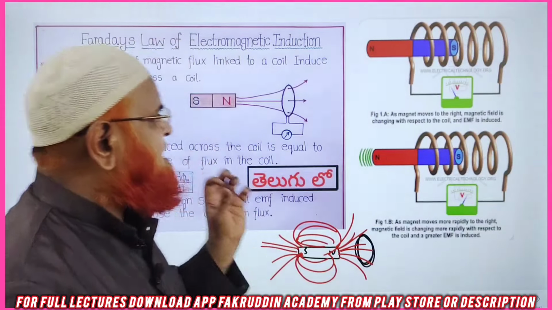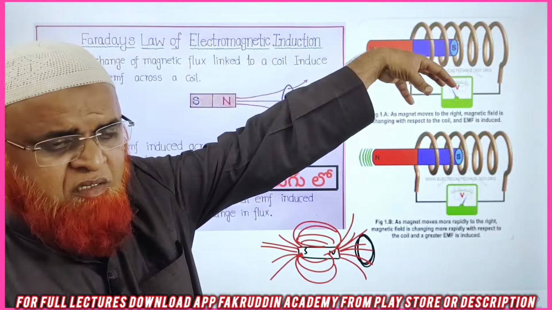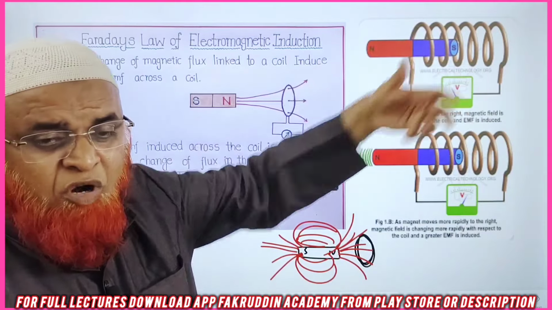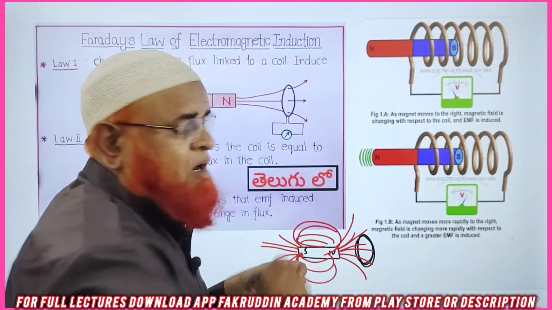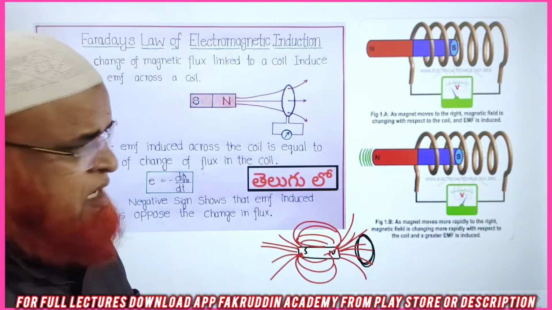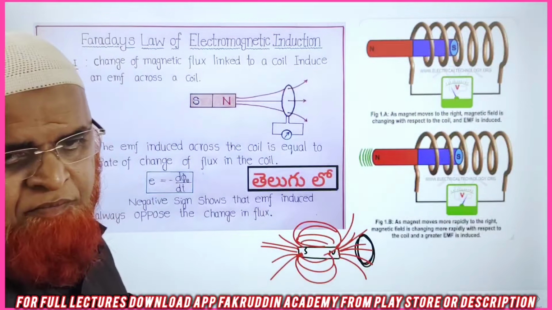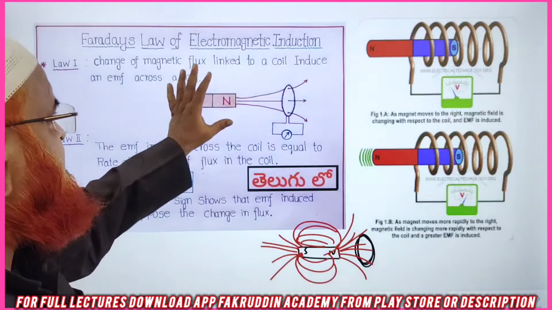So here we are creating electromotive force. What is this electromotive force doing? It is forcing the electrons to move inside the coil. Current is produced, and it shows deflection. Understood? So this is the first law.